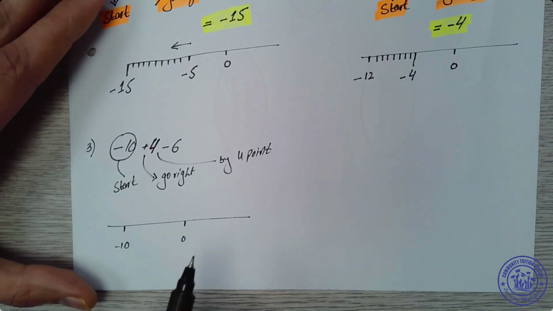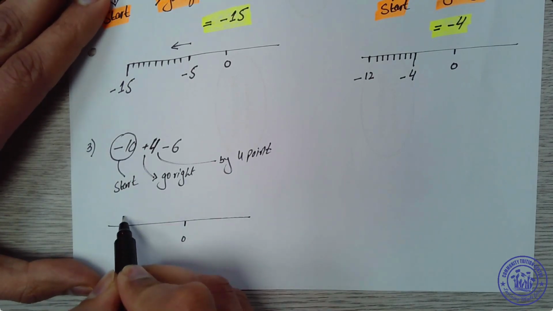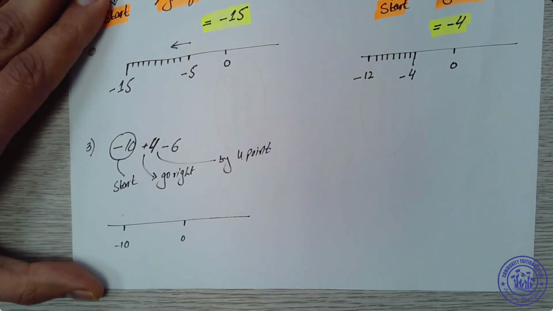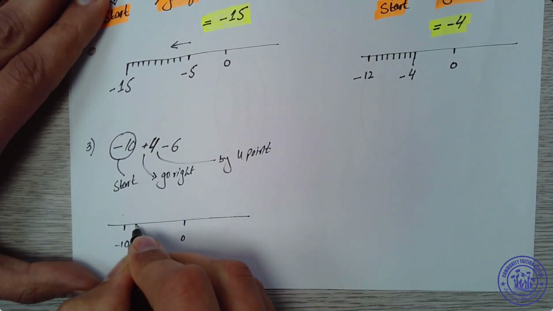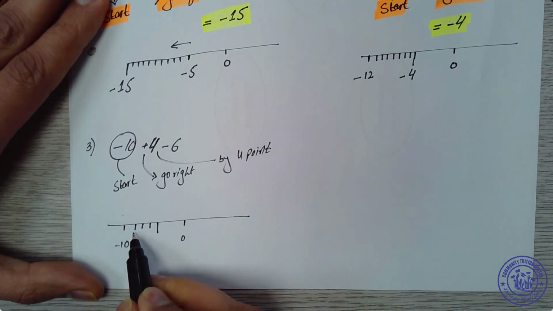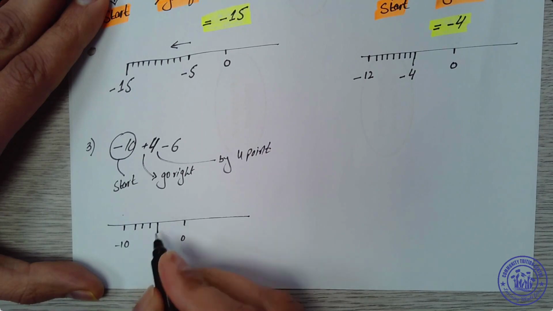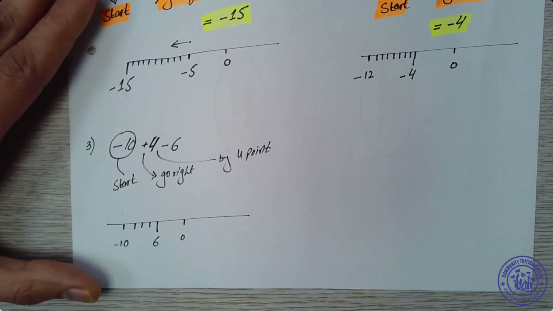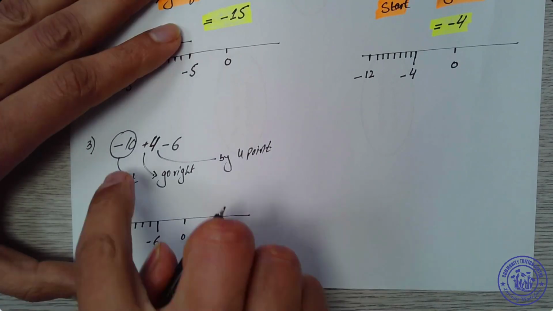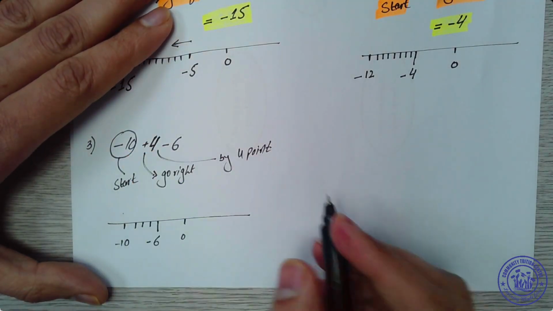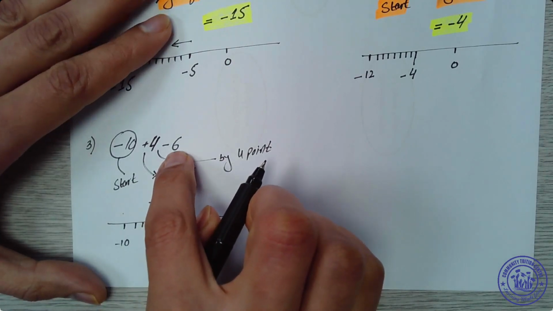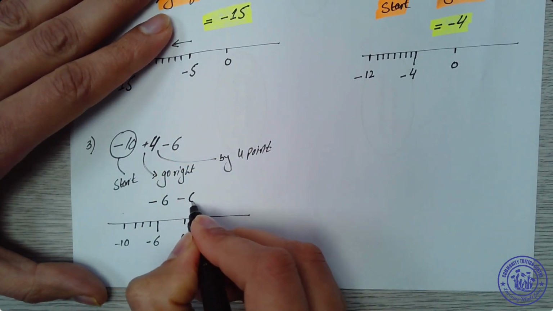How many points do I need? I need to go right. Going right means I'll go towards 0, so the numbers will decrease. Only after 0 will they start increasing. So it will be 1, 2, 3, and 4. So 10, then 9, 8, 7, and 6. But still on the left side of the 0, it will be minus 6. So if I do minus 10 add 4, it will become minus 6. I did nothing to this minus 6, I will bring it down as minus 6.